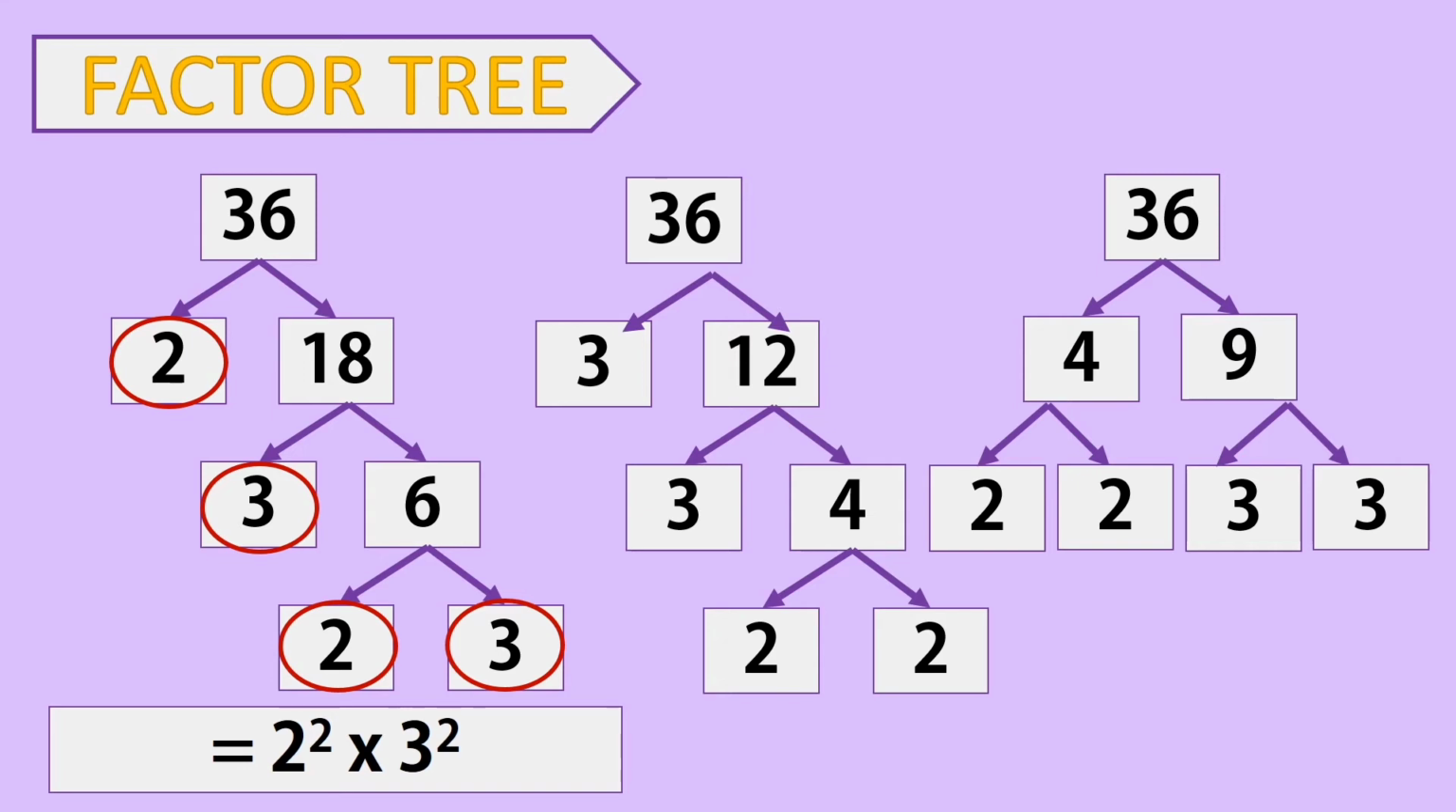So as we can see, even if we use two different factors, we can still get the same prime factors, which is 2 squared times 3 squared.